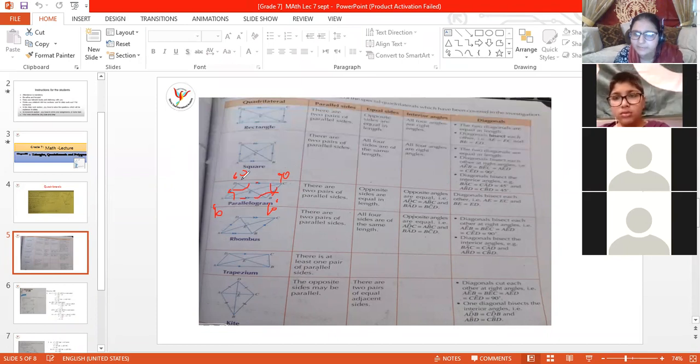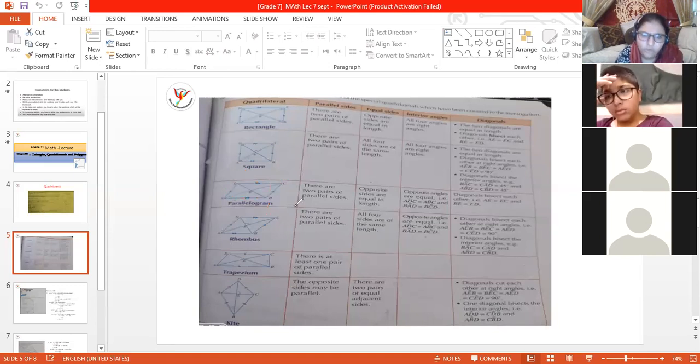Now the diagonals bisect each other again. This is the third one, which is the parallelogram. Now come towards the fourth quadrilateral, which is the rhombus. This is the shape of a rhombus, right? Again there are two pairs of parallel sides, this one, this one, this one, and this one, and all the four sides are of the same length. In rectangle and parallelogram, opposite sides are equal in length. In square and rhombus, all the four sides are of the same length.